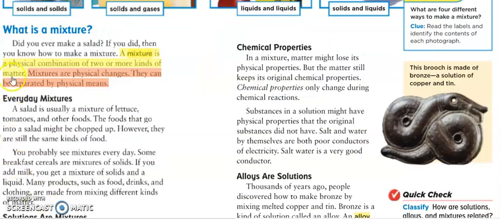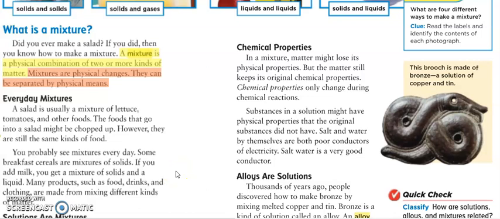Okay, let's talk about everyday mixtures. A salad is usually a mixture of lettuce, tomatoes, and other foods, as we said. The foods that go into a salad might be chopped up, but they are still the same kind of food. So you probably see mixtures every day. Some breakfast cereals are mixtures of solids. If you add milk, you get a mixture of solids and a liquid. Many products, such as food, drinks, and clothing, are made from mixing different kinds of matter.